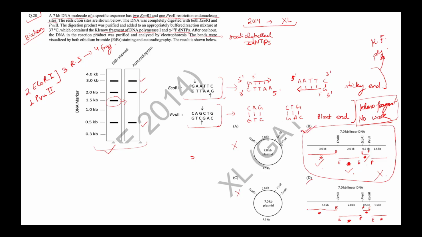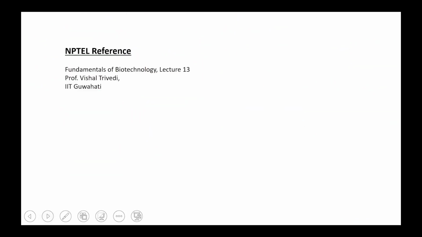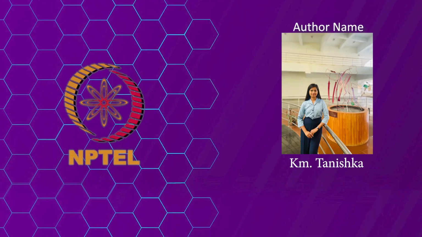So the correct option would be B, a linear DNA molecule which has an EcoRI restriction site, then another EcoRI restriction site, and then a PvuII restriction site. So this is our correct option. I hope you understand the answer, and thank you for watching. This is my NPTEL reference. Thank you.